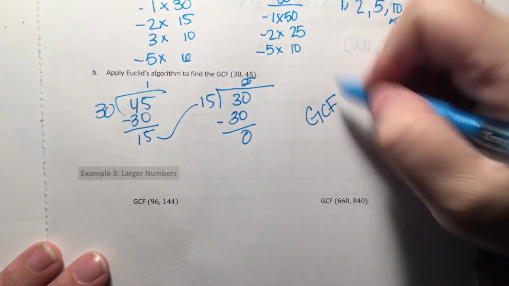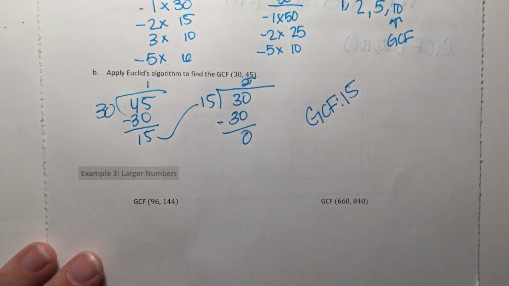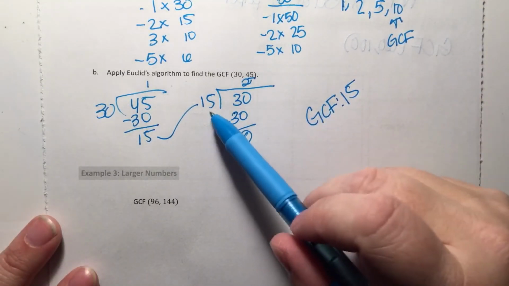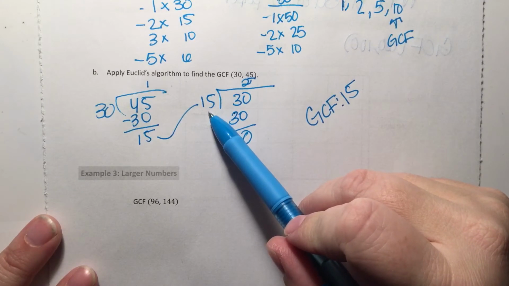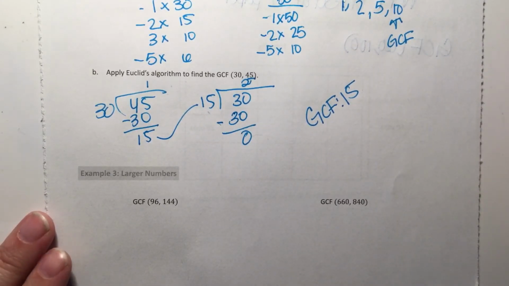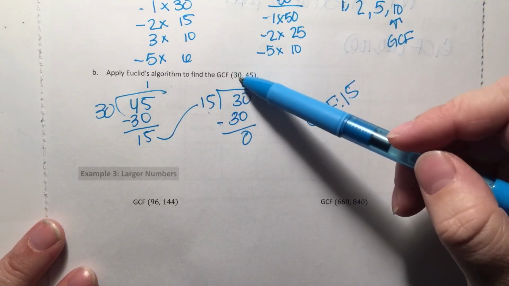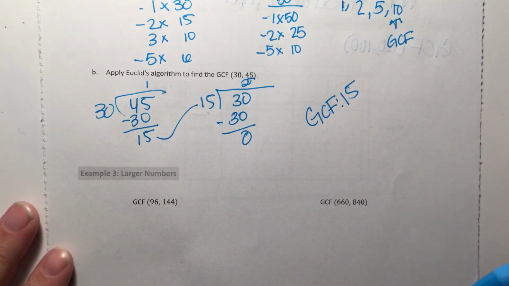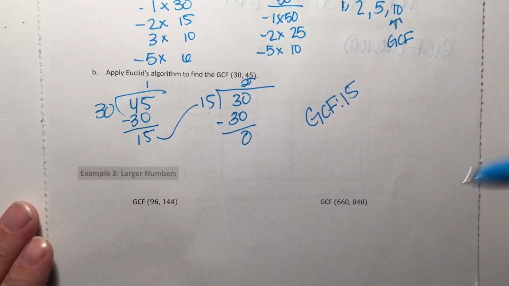It's 15, guys. My last divisor, right? Step 4, the final divisor. That's this. The final divisor is the greatest common factor of the original pair. Okay, I can tell you that already. So 15 times 2 is 30, and 15 times 3 is 45. So yeah, that sounds about right.